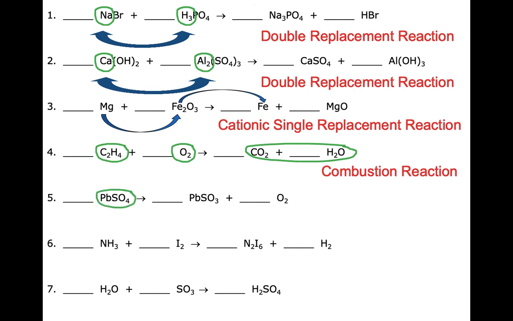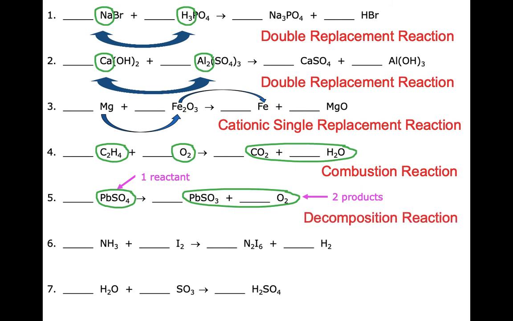In number 5, we have one reactant, lead-2 sulfate, producing 2 products. One reactant producing 2 products. We're breaking down something, one item, so that is a decomposition reaction.